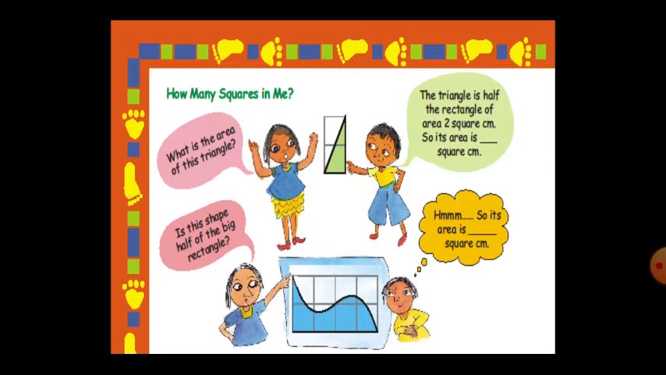The rectangle is divided into two triangles, right? The triangle is half of the rectangle of area 2 square centimeters. See here the question they have given. So what is the area of the triangle? They have given the rectangle area, which is 2 square centimeters. What is the area of the triangle?